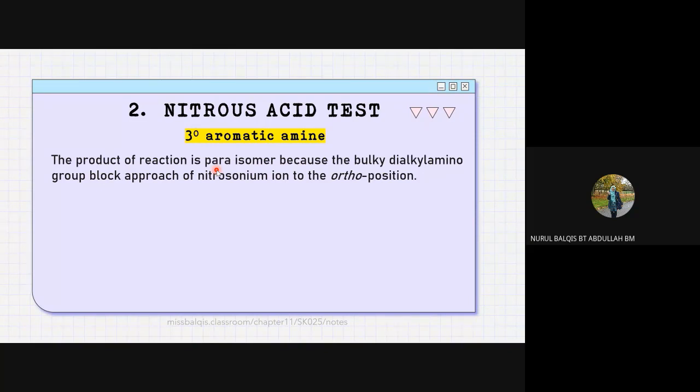Bila ada benzene ring, the first carbon akan hold the nitrogen, your amina. But then, instead of masuk dekat ortho and para, dia tak boleh masuk dekat ortho. Sebab ortho adalah combinations 1 and 2. Bila 1 and 2, dekat 1 awak ada banyak alkyl group attached to it. Bila dekat 2, dekat diorang punya locations dekat-dekat kan? Ya. Yeah. Kan ni 1. Kalau dia nak masuk dekat sini, awak akan ada steric hindrance comes from the alkyl group attached to your amine, right?